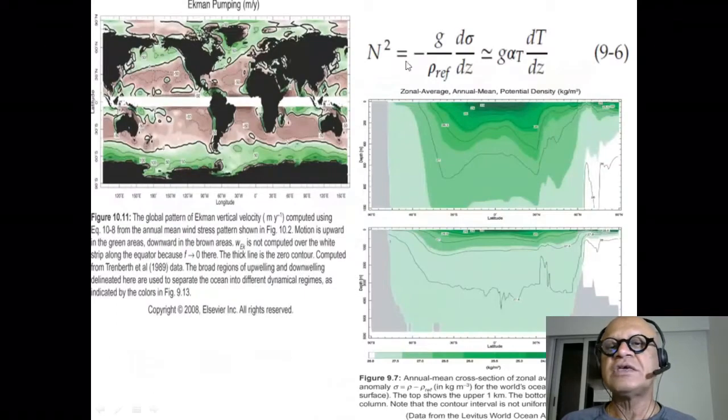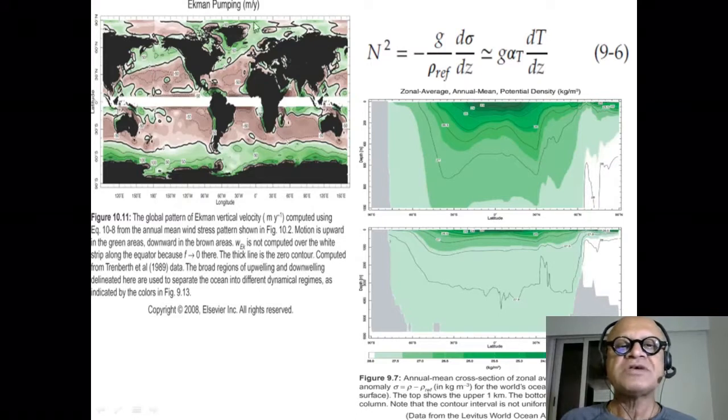So if you look at the stratification N squared equals minus g over rho_ref d sigma/dz, we will stick to temperature as a measure here, approximating the d sigma/dz with g alpha_T dT/dz. And this is again showing the potential density we have looked at several times for the top 1 kilometer and for the whole water column. You can clearly see the doming here, and you can see the lack of stratification dT/dz here, which is created by deep water sinking but also favors deep water formation or buoyancy loss and convection.